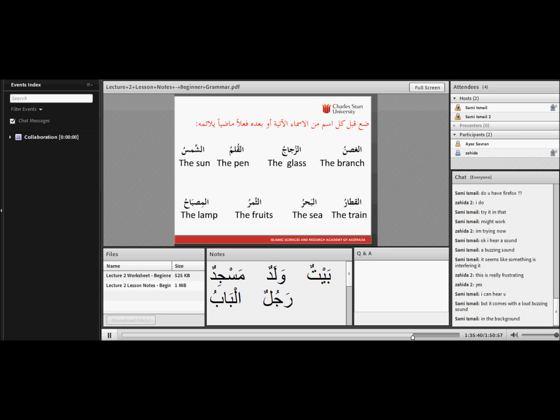Okay, so we'll start with the fi'l al-madi. And we'll start with Zahida. Zahida, the first word is al-ghusnu, which means the branch. Can you put a suitable fi'l al-madi before it or after it?